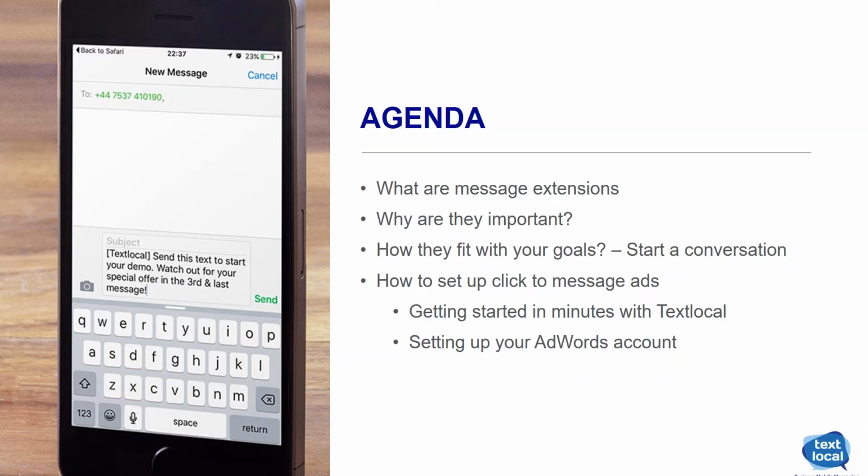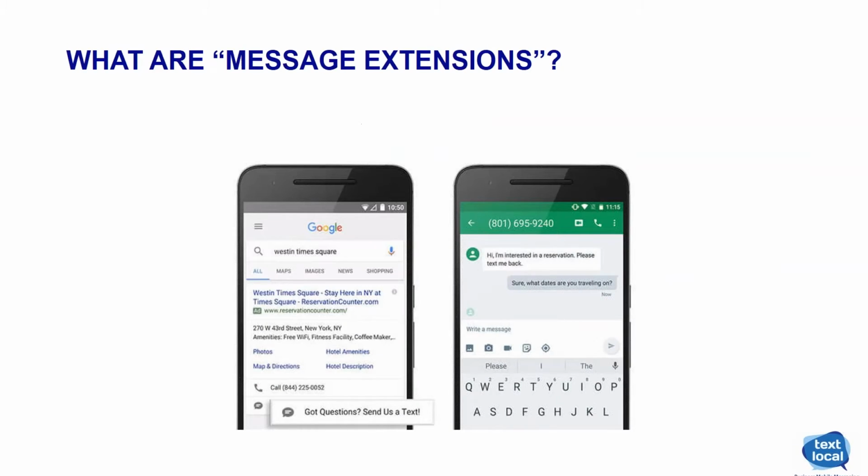What are message extensions? Message extensions are one of the AdWords ad extensions that we can set up. They sit alongside the more commonly used extensions like call extensions and site links when a user is searching on a mobile device only. What they do is show users the option to send an SMS when we would deem them high intent, so when they are actively searching for a particular product or service.